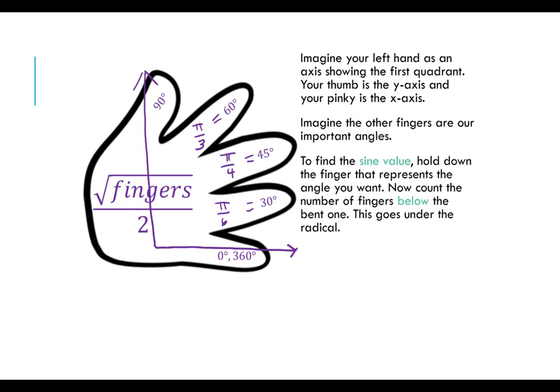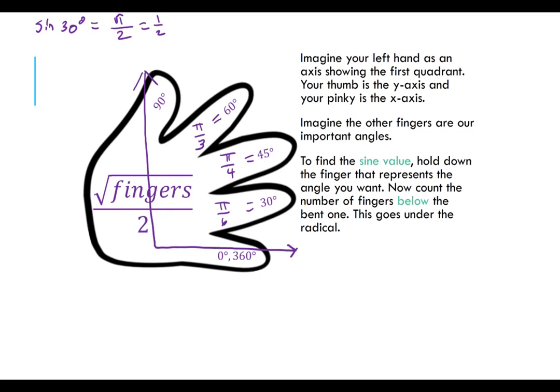So, to find the sine value, you're going to hold down the finger that represents the angle you want. All right, let's give this a shot. Let's find the sine of 30 degrees using this hand trick. Okay? Well, we're going to put down the finger that represents 30 degrees. So, your ring finger. Then, count the number of fingers below the bent one. Well, I only have 1 there. So, that's going to be square root of 1 over 2. And if you look back, the sine of 30 degrees is a half.